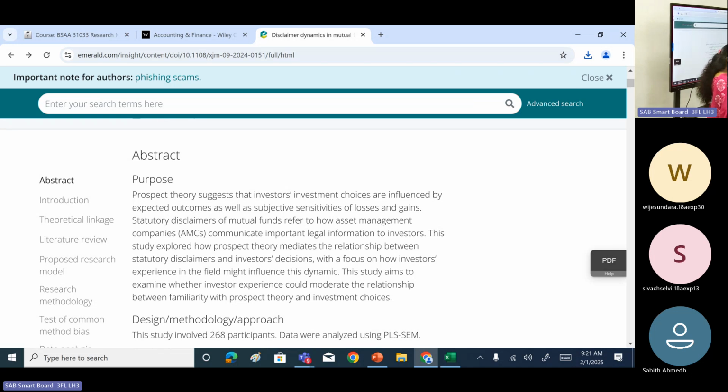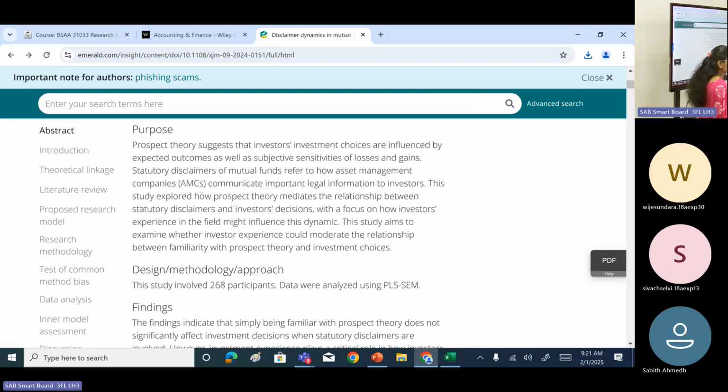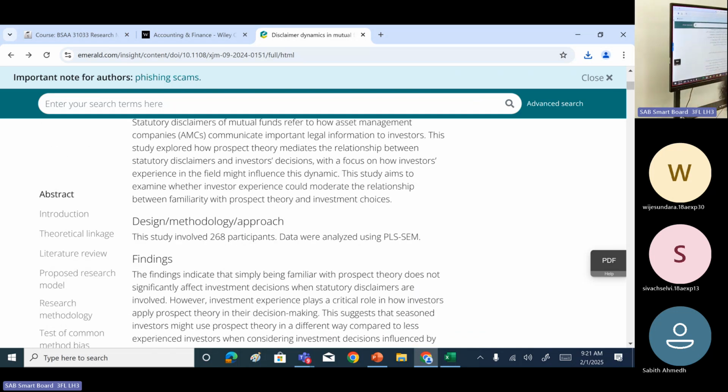If you want to have an idea, you can just read the abstract. Abstract, in the sense of a summary idea regarding the research. You can read that also. I hope it's clear to you how to download the papers from Emerald Insight. Is that clear to you?